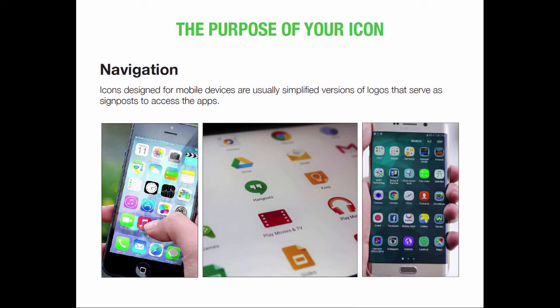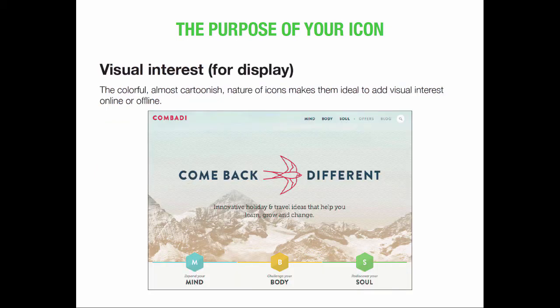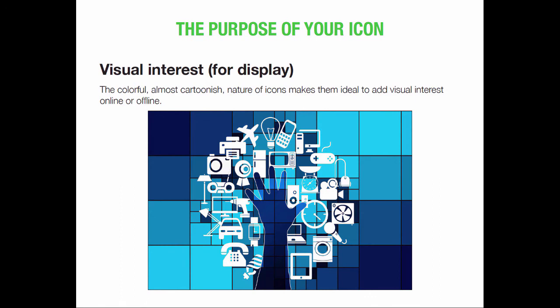Some icons are used to add visual interest or break up blocks of text. This website uses icons to highlight the 3 types of experience they offer. The icons are not necessary, and they don't depict these paths particularly, but they add color and interest. Here's another example. This image could be used to represent the concept of communication or the Internet of Things. It's filled with icons, but they're only used for their graphical or visual value.